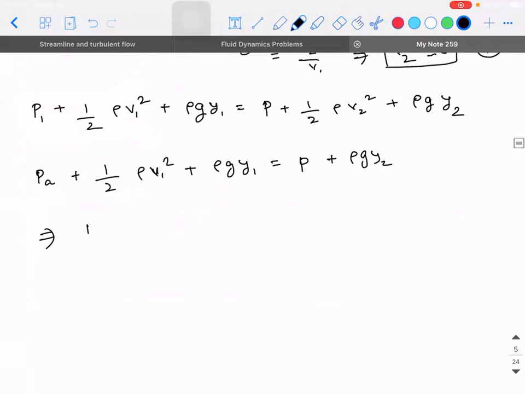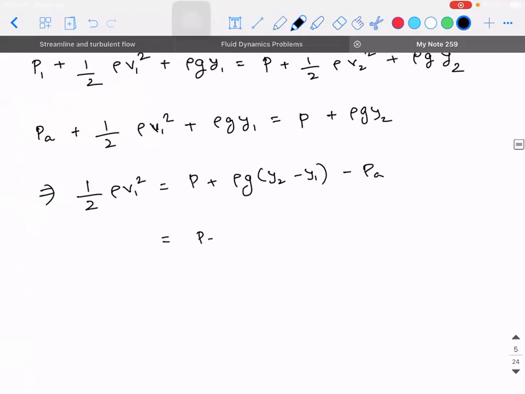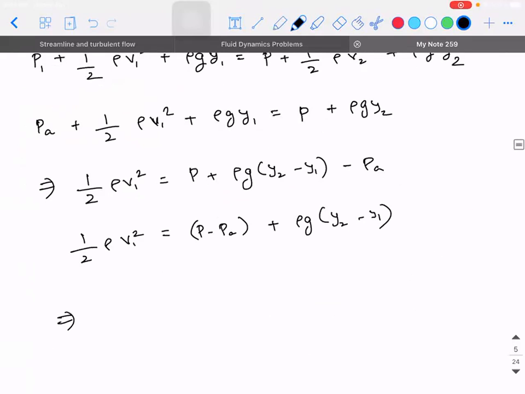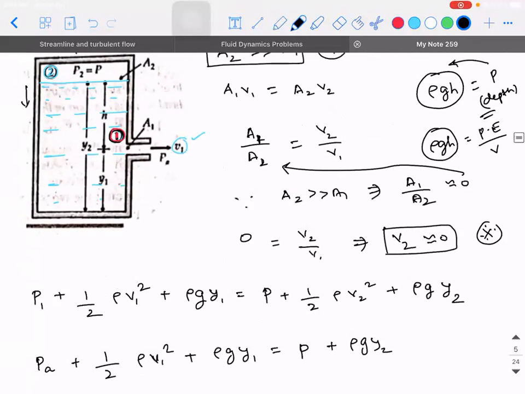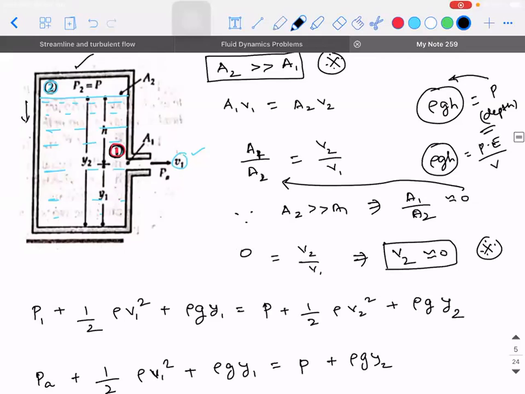If that is the case, then I can write half rho V1 square is equal to P plus rho g into (Y2 minus Y1) minus PA, or P minus PA plus rho g into (Y2 minus Y1). This is half rho V1 square. So what is the value of V1, guys? It is 2 into P minus PA plus rho g into, look at the diagram and tell me what is the difference between Y2 and Y1.